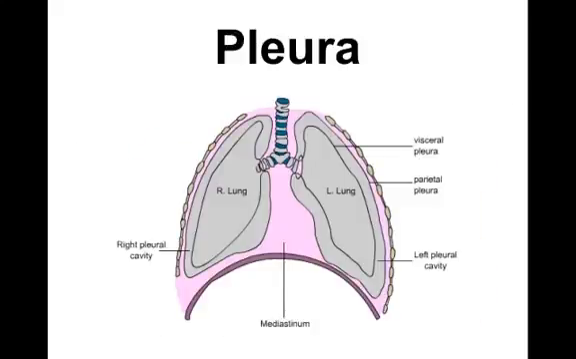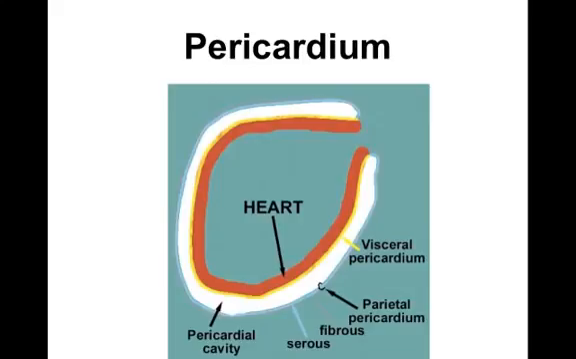In the thoracic region, the membrane is called the pleura. It does the same job here, as the lungs are always moving. The pleural cavity is the space between the two membranes, and that's where the serous fluid would be. The heart has its own double membrane as well, called the pericardium. The space between the two membranes is called the pericardial cavity.